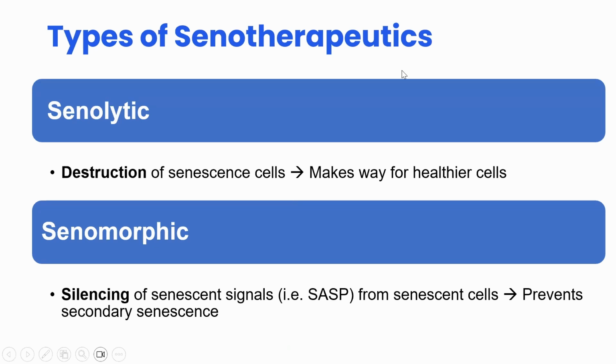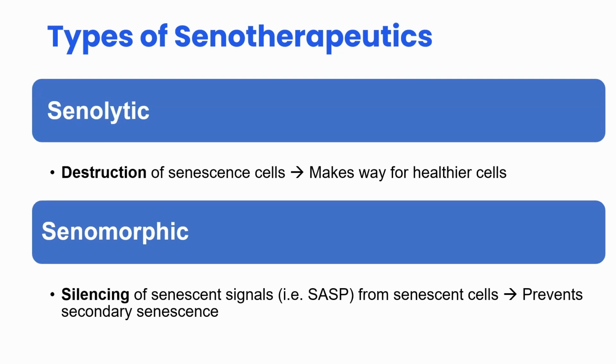So a summary of the types of senotherapies are these two. One is the senolytic therapy, which has received the most research. And this is where the approach is to kill senescent cells. And if you do that, then you make way for healthier cells to grow and regenerate. And when healthier cells regenerate, the tissue can eventually regenerate.